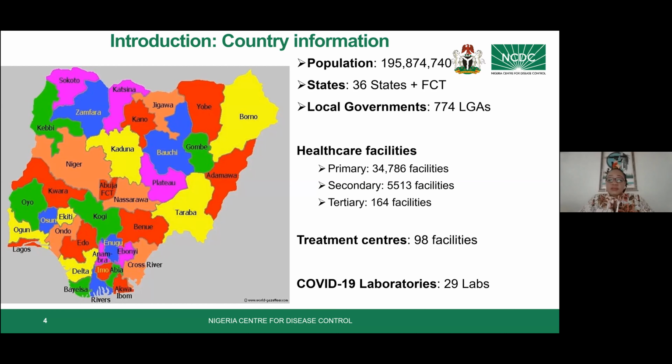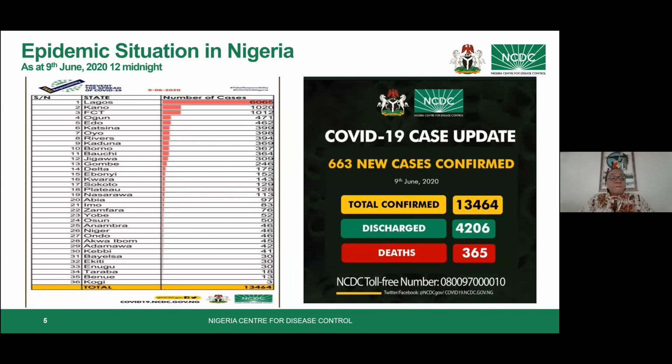And well, the COVID-19 testing labs in the country now are around 32. So the numbers change by the day as more labs are optimized. So the current situation in the country, as at the 9th of June, is that all the states in the country, including the Federal Capital Territory, with the exception of one state, Cross River State, have recorded COVID-19 cases. And our case fatality rate is around 3%.